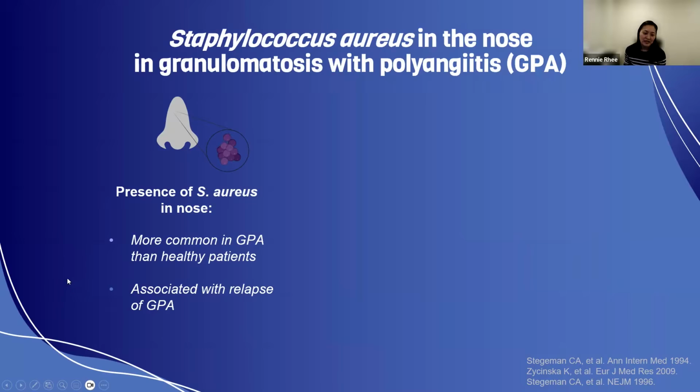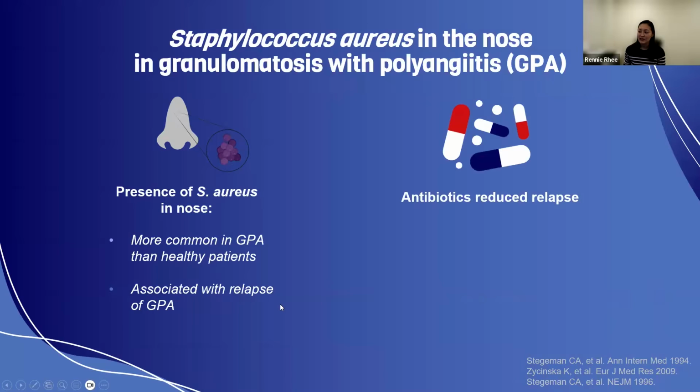And among those with GPA, they found that those who were colonized with this bacteria in the nose were more prone to developing relapse. Again, this is correlation, but we don't know yet if that bacteria is actually causing disease. So that led the researchers to do a clinical trial of an antibiotic, which was associated with a reduction in relapse. Despite this study, however, antibiotics continue to not be a main treatment for GPA, and there's a couple of reasons why.